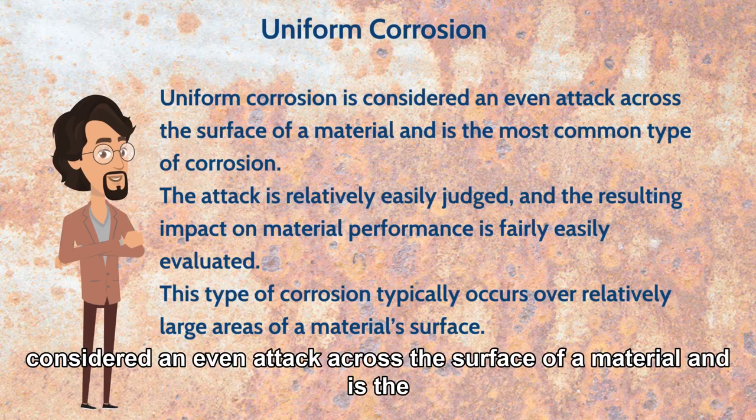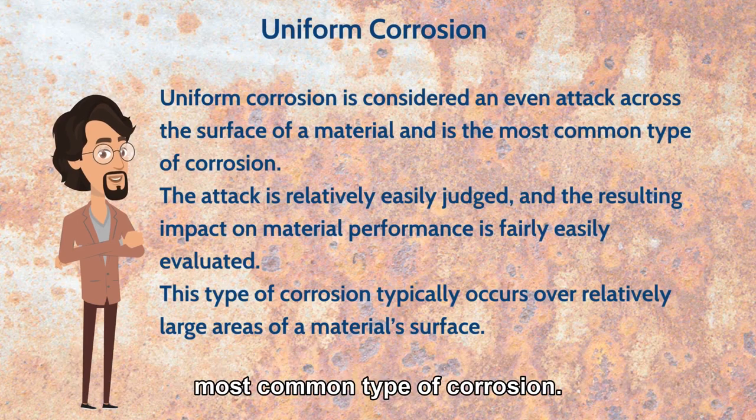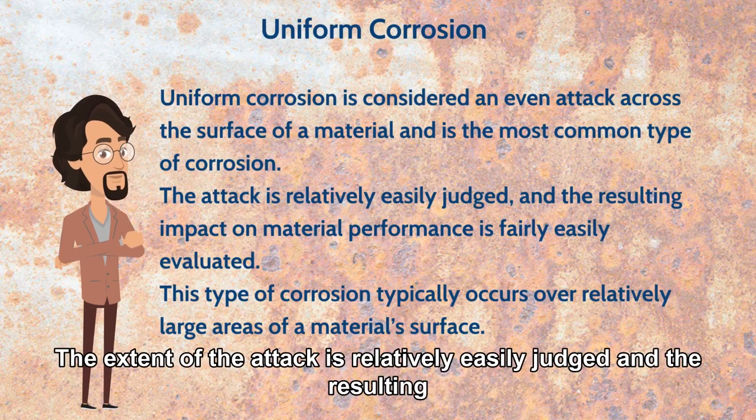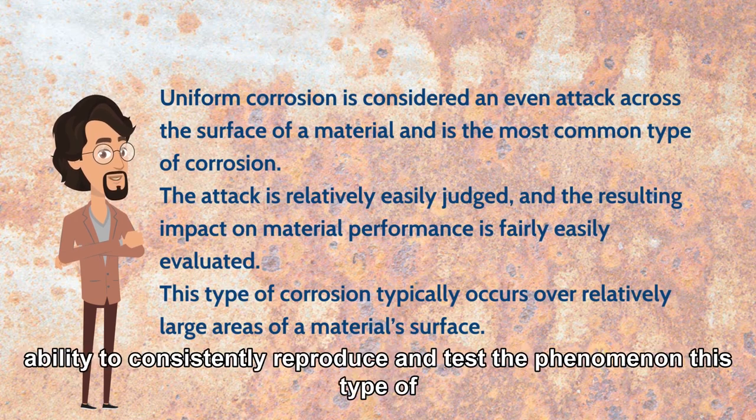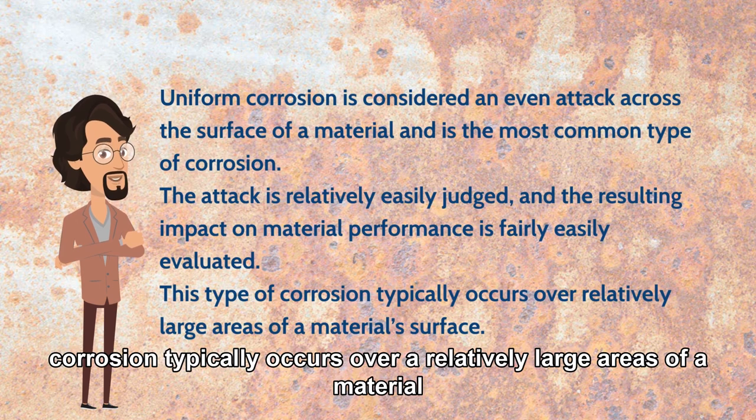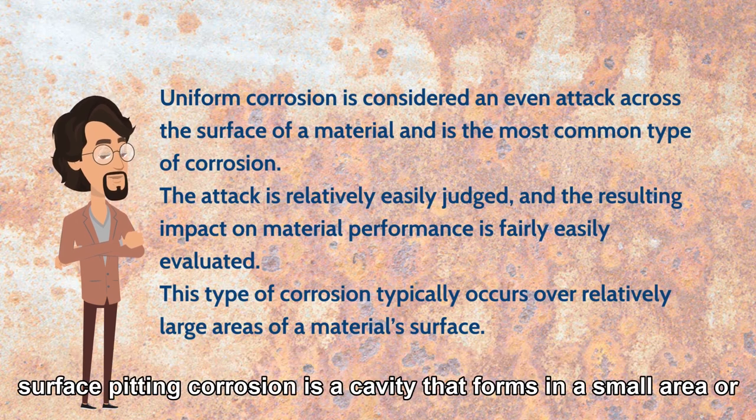Uniform corrosion is considered an even attack across the surface of a material and is the most common type of corrosion. The extent of the attack is relatively easily judged, and the resulting impact on material performance is fairly easily evaluated due to an ability to consistently reproduce and test the phenomenon. This type of corrosion typically occurs over relatively large areas of a material's surface.